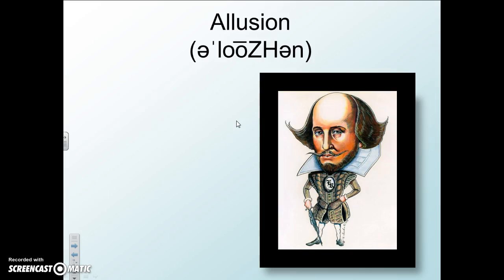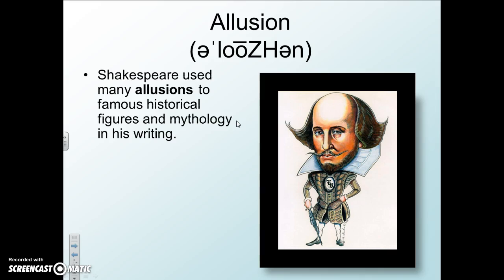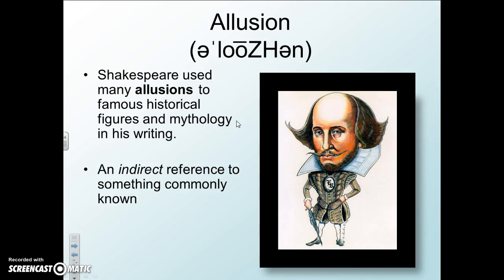Moving right along, allusion. You know who that guy is, right? William Shakespeare. Shakespeare used many allusions to famous historical figures and mythology in his writing. So Shakespeare didn't write Greek mythology, but if he made a reference to Zeus, the Greek god, then he's making an allusion. An allusion is an indirect reference to something already commonly known. It's a noun, of course, it's a thing. So anytime someone makes a reference that they think their audience is going to get without them having to explain it directly, that's an allusion.